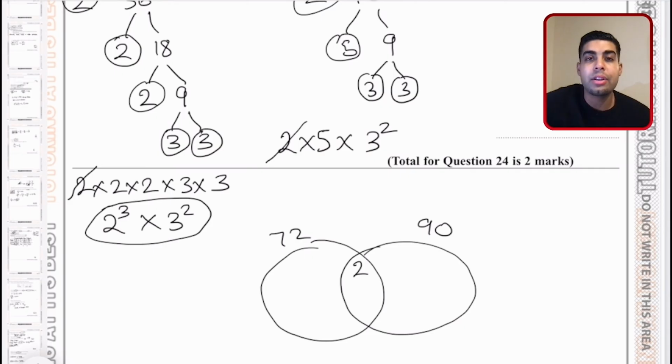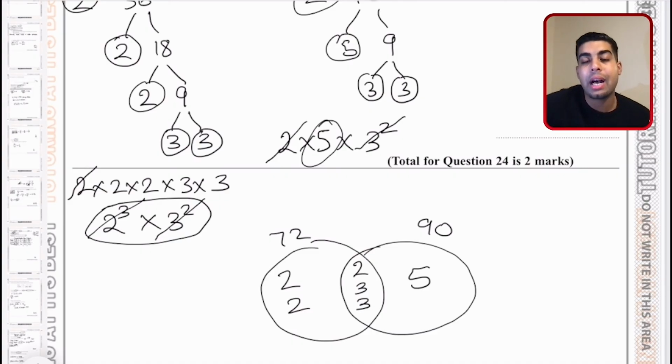We'll then go ahead and do the same for the second section, and we'll say, okay, it's got 2 3s. We can cross that out, and it's got 2 3s, which means there's going to be 2 3s in the middle. However, 72 has 2 extra 2s, so we'll go ahead and put that in the 72 section, whilst 90 has 1 5, and we can put that in that section there.